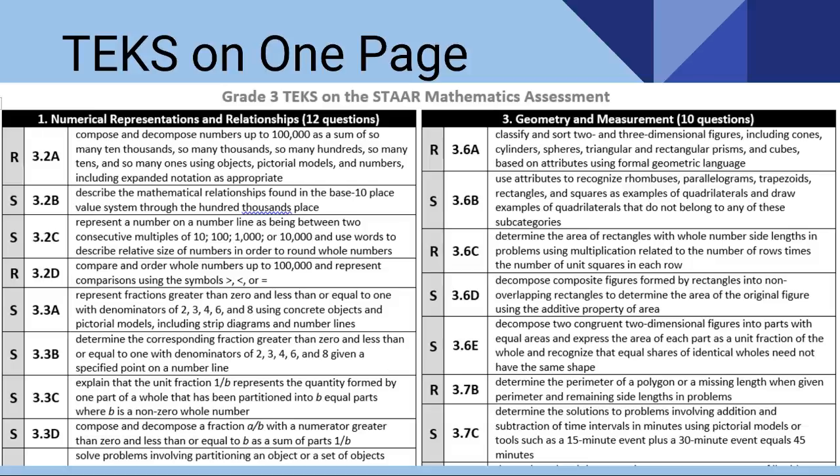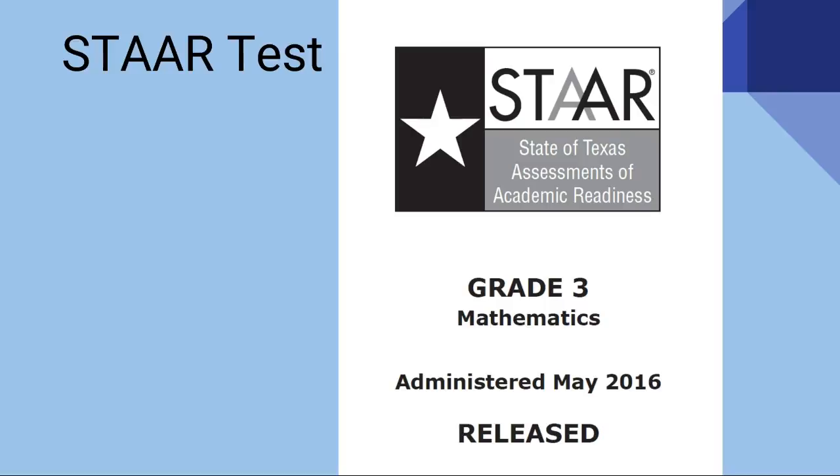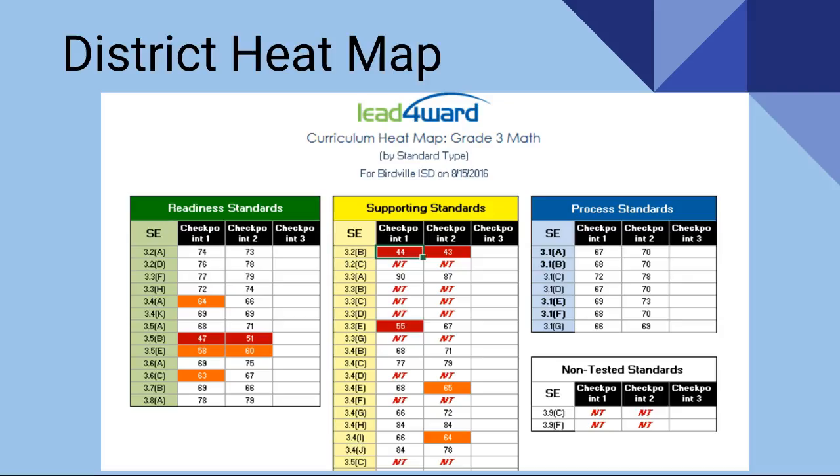One of the handouts that you may want to get is the text that's listed on one page. You might want to refer to the verbiage of the text to see how aligned the text is to the items, or you may use your scope and sequence. Also the release test. The district heat map. This shows you in 3 boxes the readiness standards, which are green, supporting standards, which are yellow, and the process standards, which are blue. These 2 SEs will never be tested on a STAAR test, 39C and 39F.